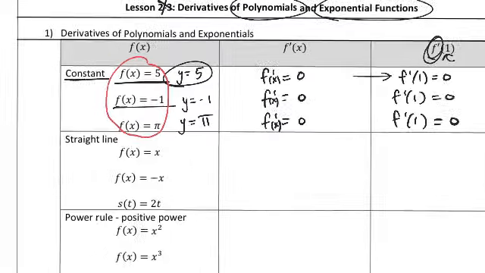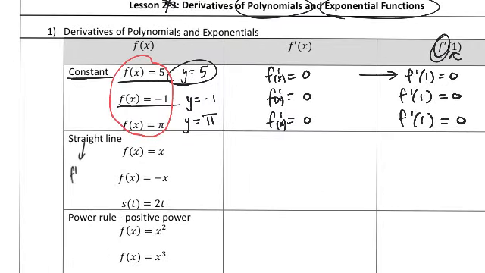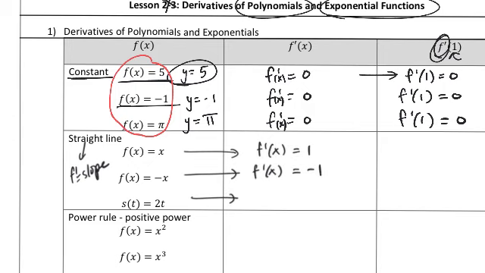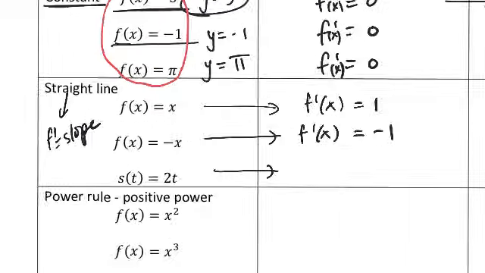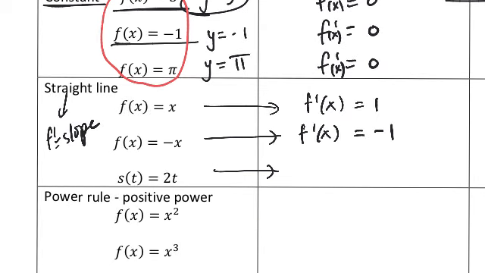Okay, let's talk about straight lines. For straight lines, the derivative is the slope of the line. So if f of x equals x, then the derivative is equal to 1. If f of x equals -x, the slope of that line is -1, so the derivative is equal to -1. If you have a function that instead of f of x, we say s of t, this is typically a position function, and t is the time variable, we have to realize s of t is a straight line, 2t, so f prime of t is equal to 2.